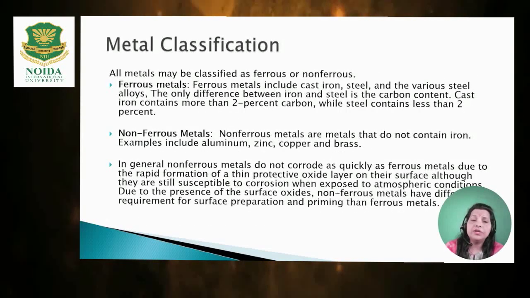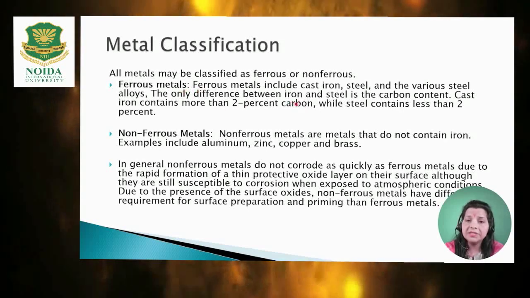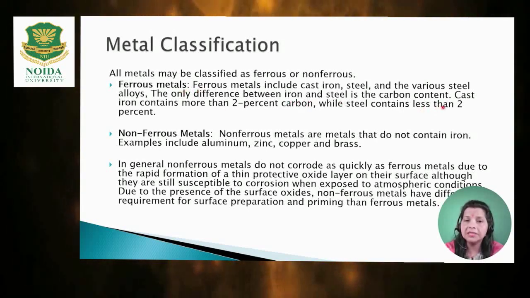Now if you want to classify metals on the basis of corrosion, we basically have 2 types of metals, the ferrous metals and the non-ferrous. As the name indicates, ferrous means iron. Ferrous metals include cast iron, steel and the various steel alloys. The only difference between iron and steel is the carbon content, right? Cast iron contains more than 2% carbon while steel contains less than 2%, right?